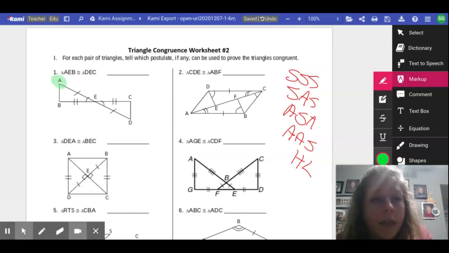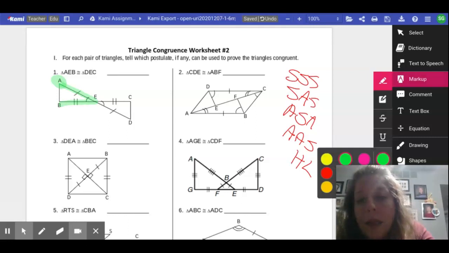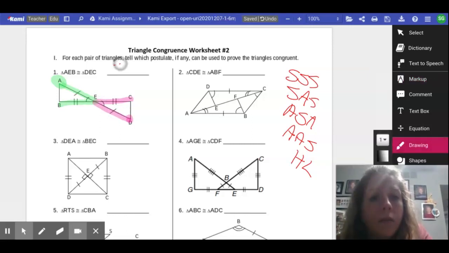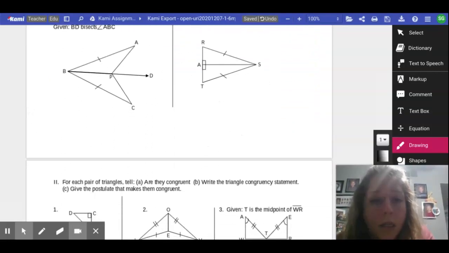So if we're looking at this first one, you're trying to figure out which one. Start in a corner that's got nothing going on and trace around. I hit a side, I hit an angle, and I hit a side. Am I going to hit the same thing on the other triangle? Side, angle, side. So the postulate for number 1, side, angle, side. All right, that's all you're doing on page 1.